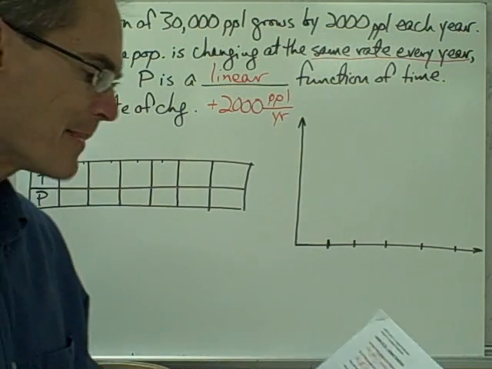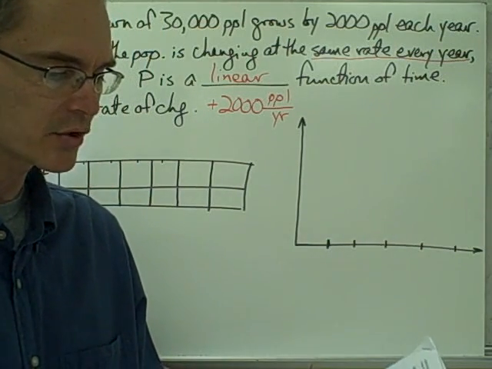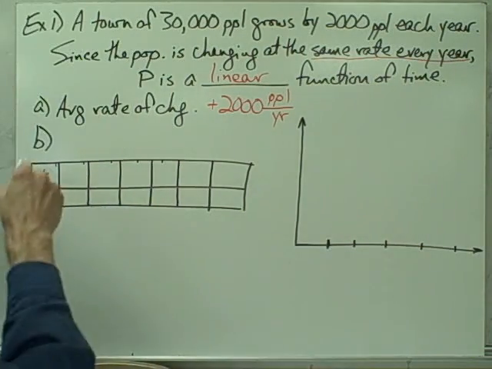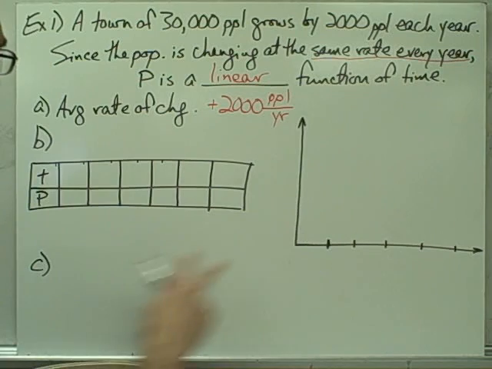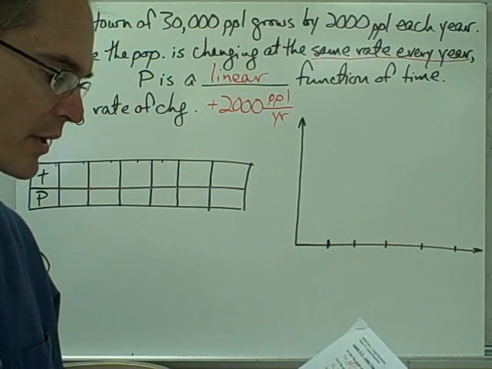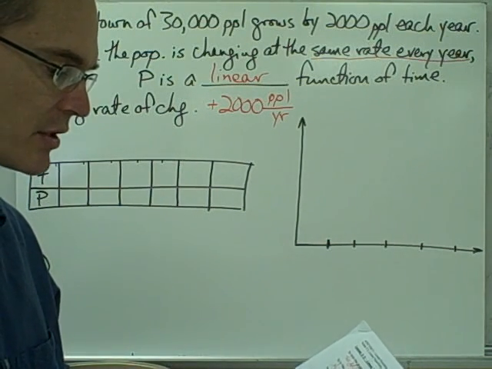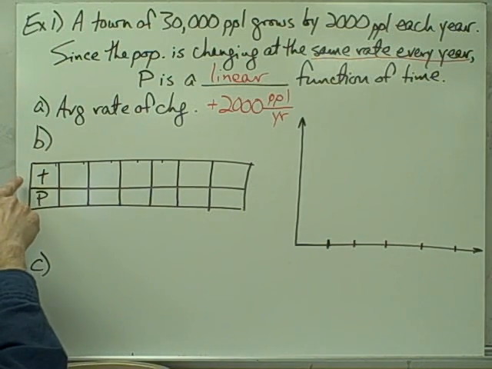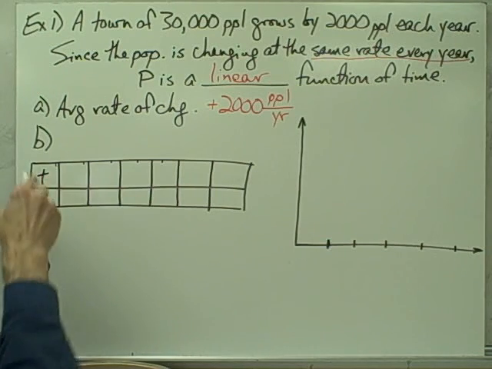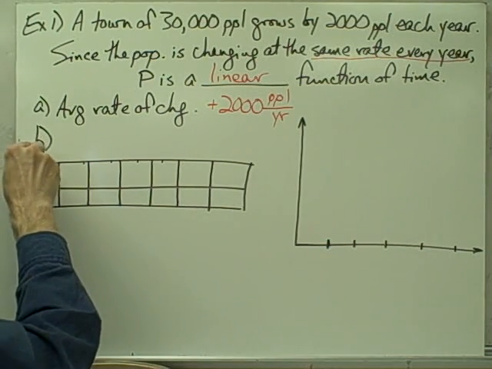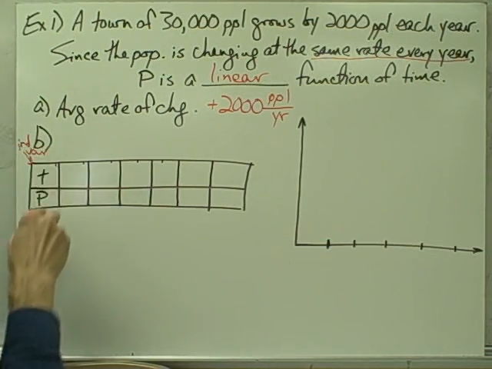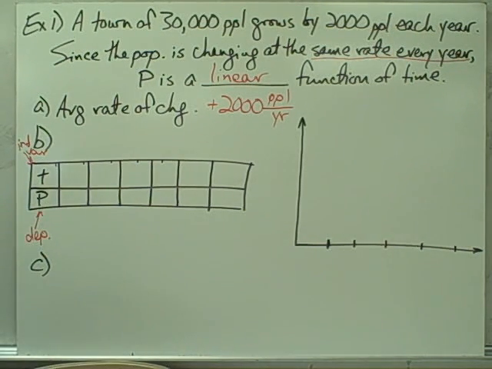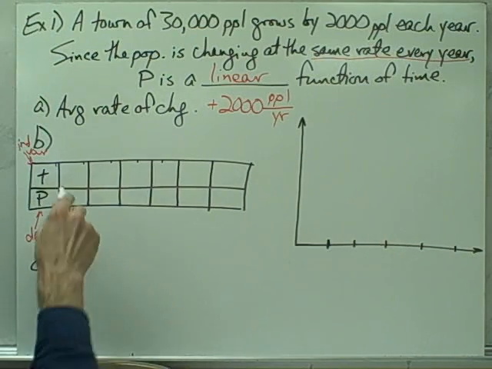Part B says, make a table that gives the town's population every year over a 5-year period and then graph the population. So I'm going to make a table here, and I'm going to do my graph over here. So here I've got my table. I'm going to put my independent variable, which is t, in this top row. I'm going to put my dependent variable, the population, in the bottom row.